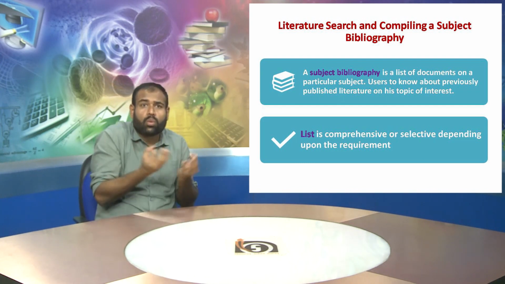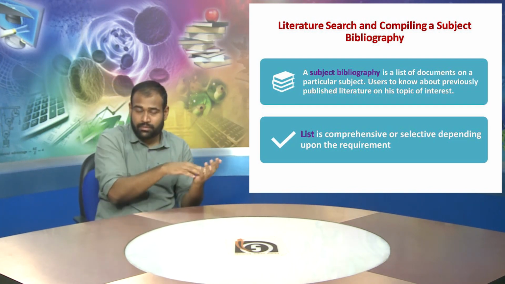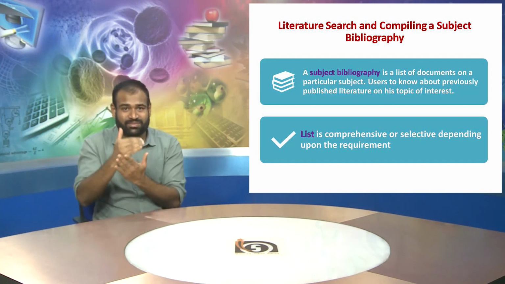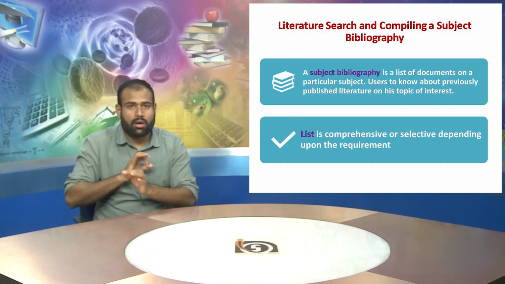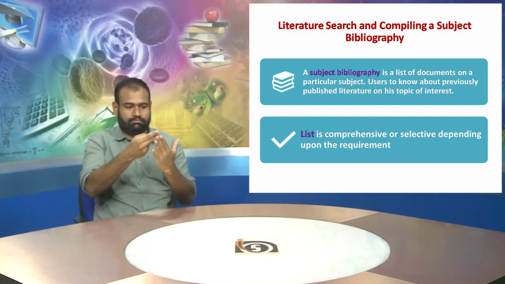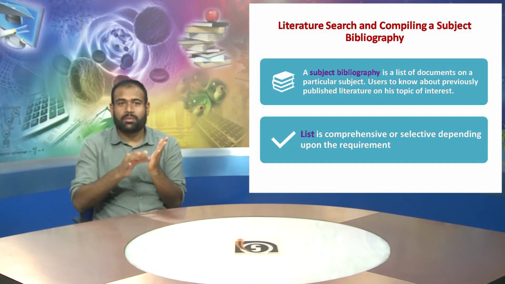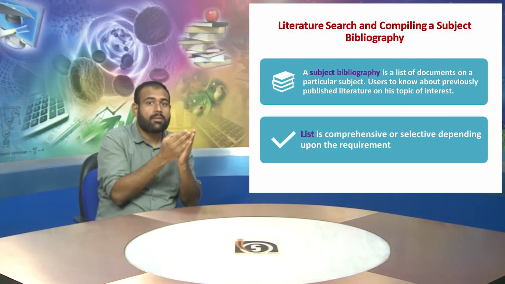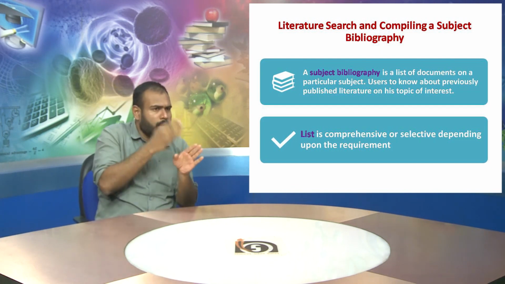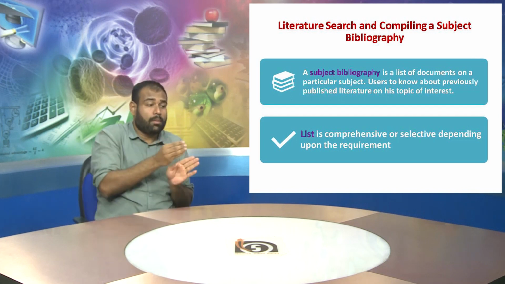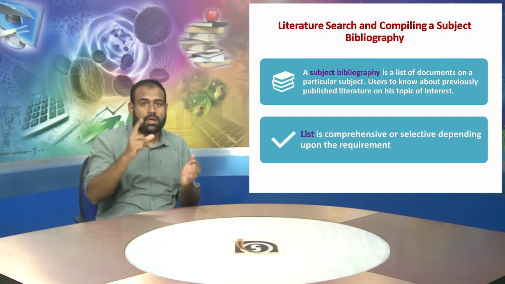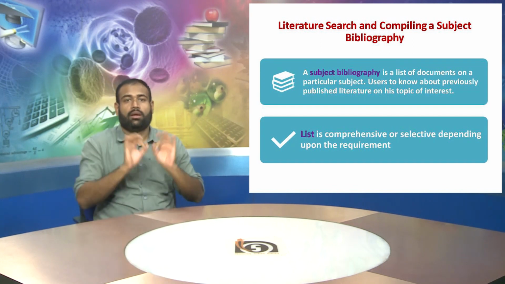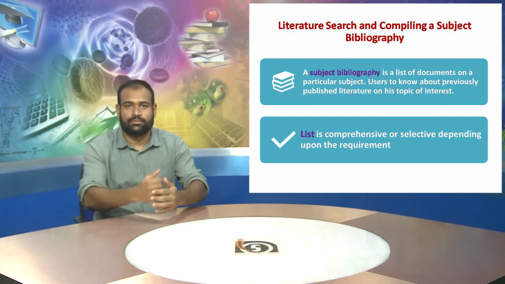A subject bibliography is a list of documents on a particular subject. Users get to know about previously published literature on their topic of interest. And a list is comprehensive or selective depending upon the requirement.